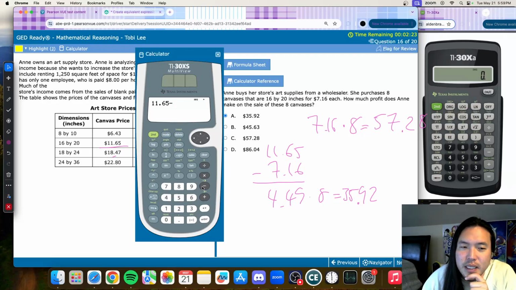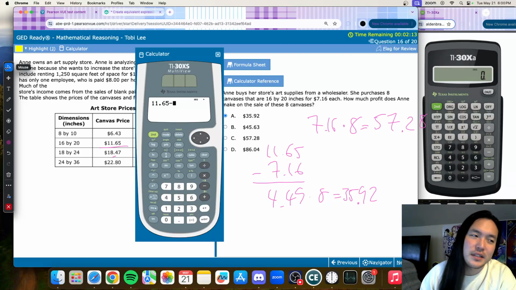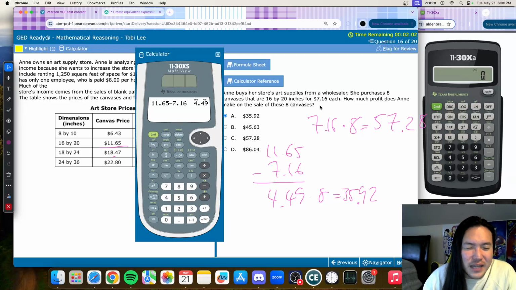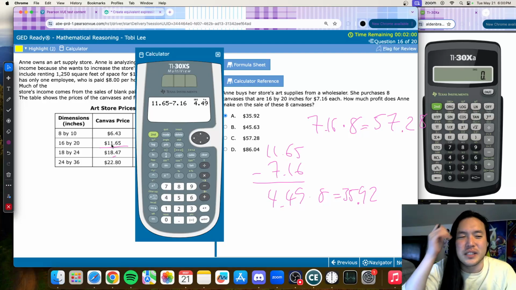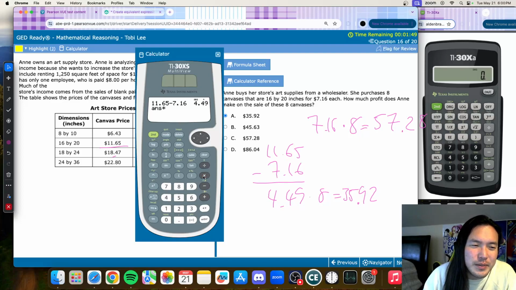This question must have been written in like the 80s. There's no way you're buying a giant canvas for $11, bro. A giant canvas is going to be like $45. Whatever, it doesn't matter. So here, if you buy the canvases at $7.16 and you sell them for $11.65, you do $11.65 minus $7.16 to find that you're making $4.49 per canvas, right? And you're going to sell 8 of them, so you multiply that by 8. That's $35.92.